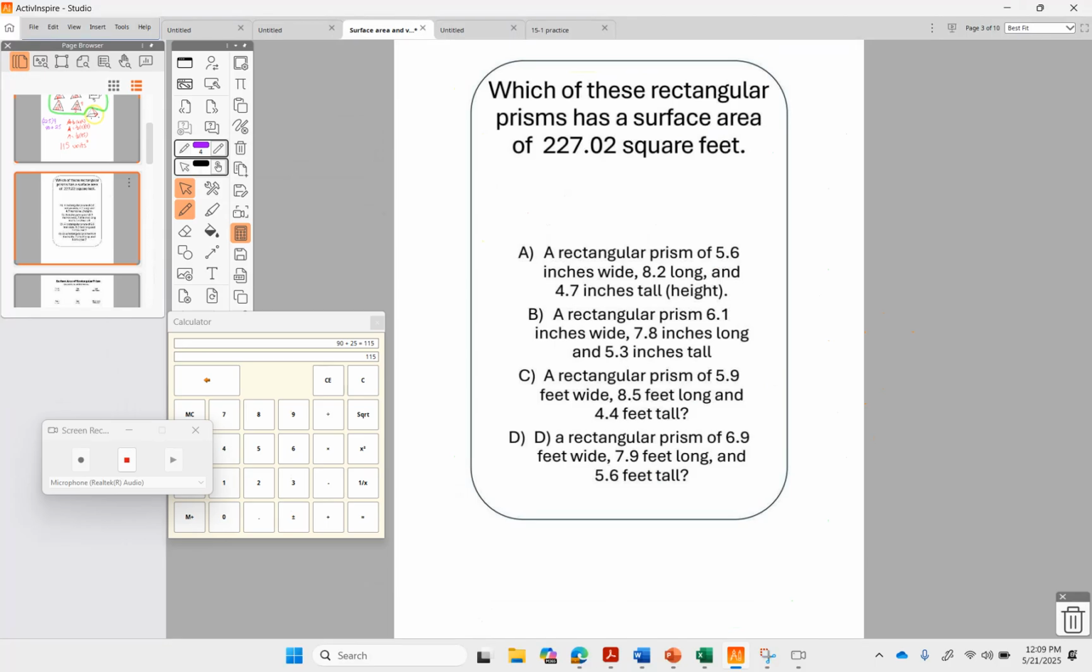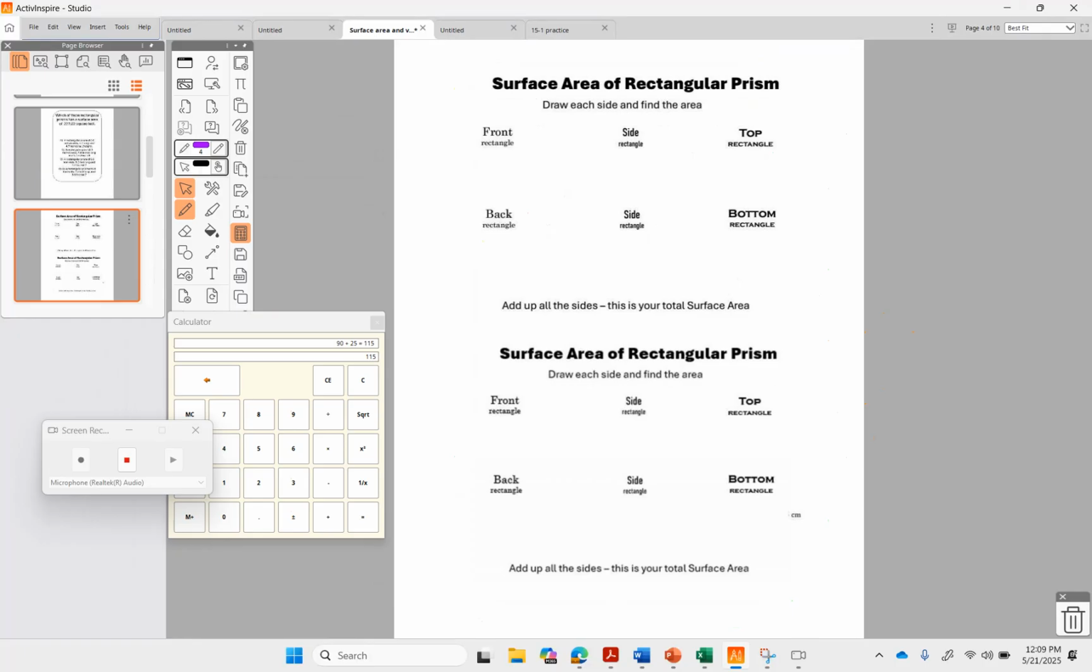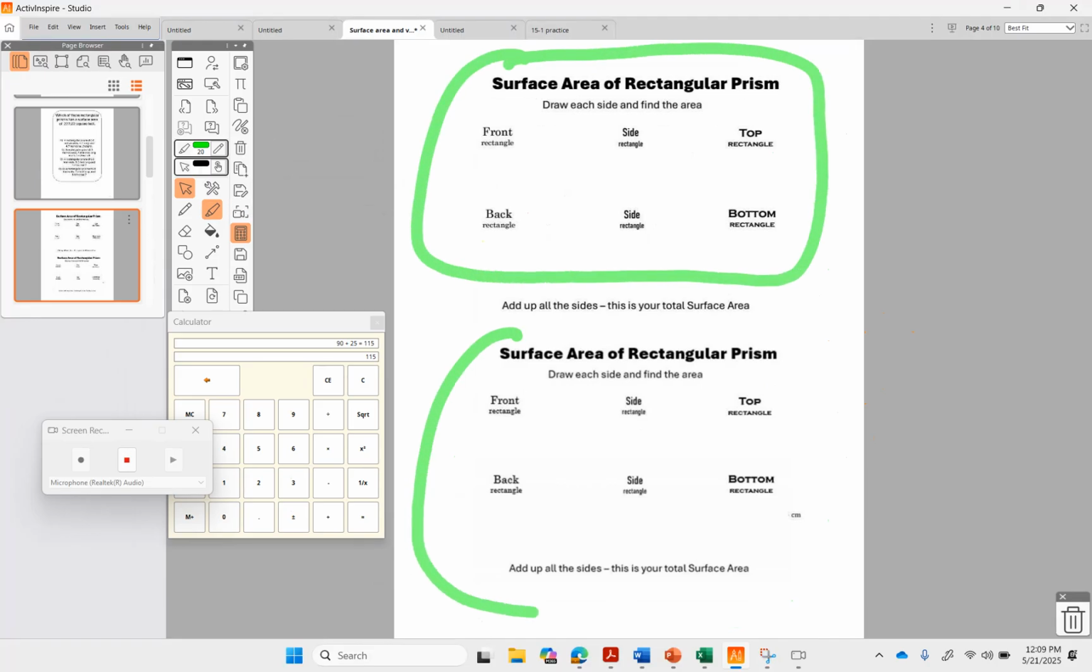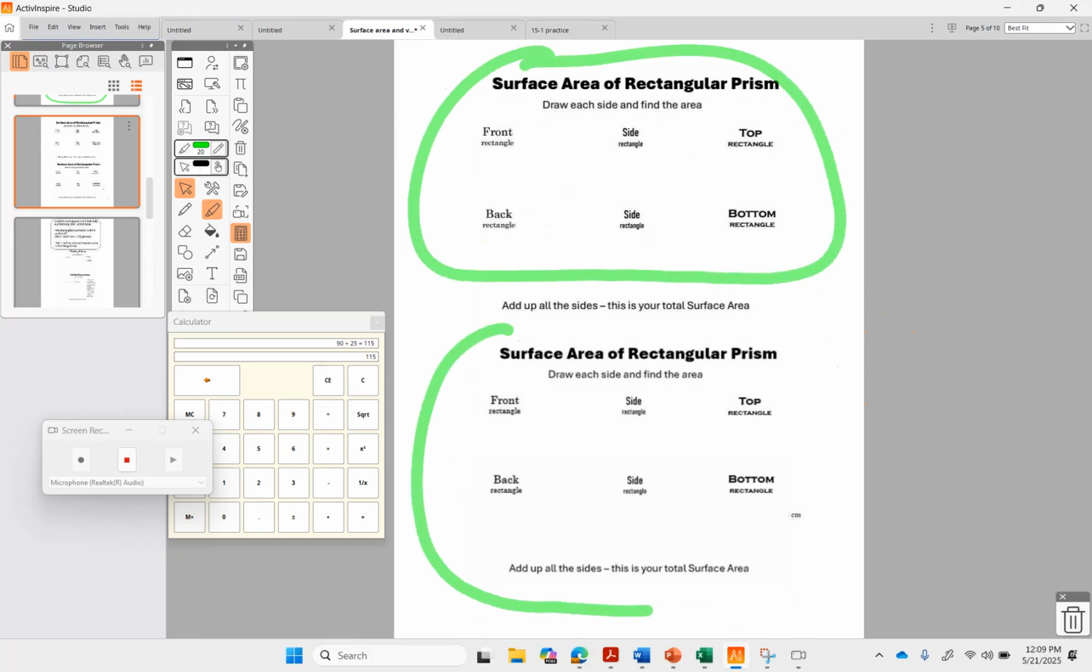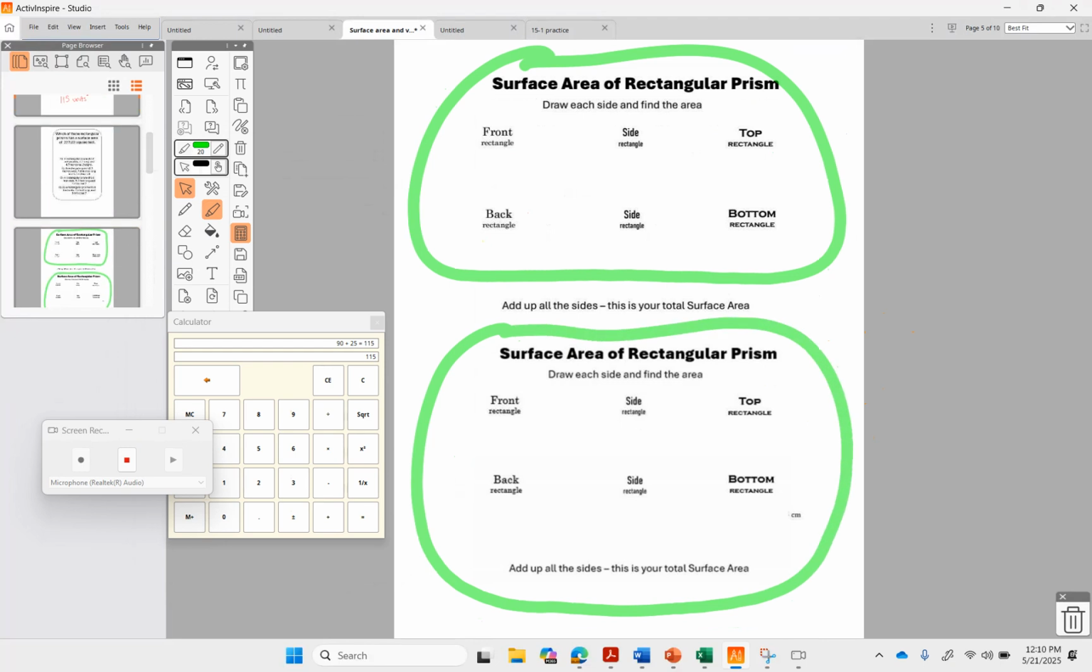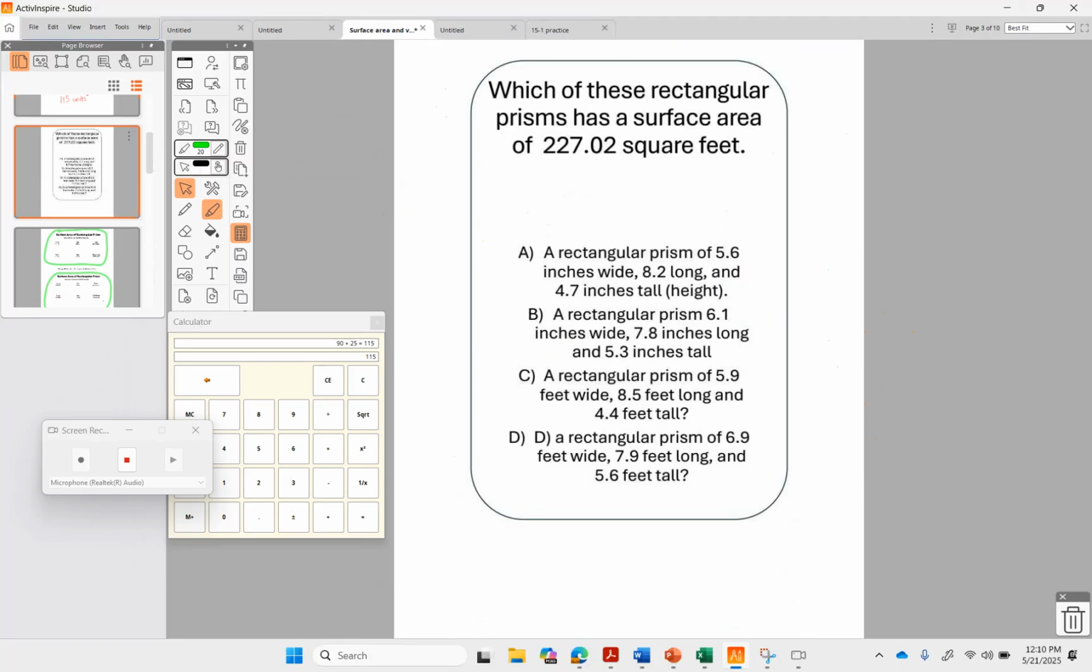So I have actually on the next page drawn for you 4 math mats. 1 math mat, 2 math mats, 3 math mats, and 4 math mats. So it's easier when I have the math mat next to me. I don't have to flip back and forth, but we're going to flip back and forth. So the first one is 5.6, 8.2, and 4.7. So let's try and draw that.